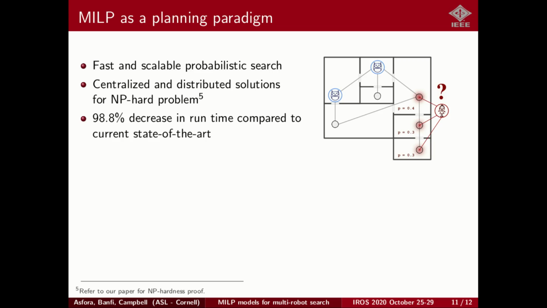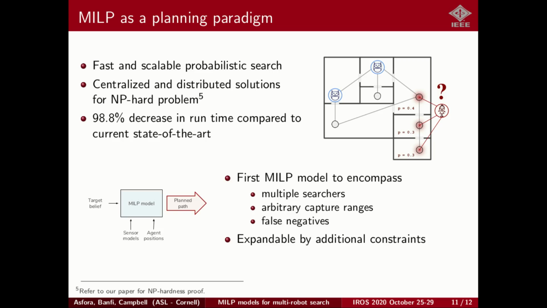We presented here centralized and distributed solutions for an NP hard problem, and we refer you to our paper for the NP hardness proof. We achieved a 98.8% decrease in runtime compared to the current state of the art. We also presented the first MILP model able to encompass multiple searchers, arbitrary capture ranges, and false negatives simultaneously. And it's worth mentioning that it's also expandable by additional constraints.